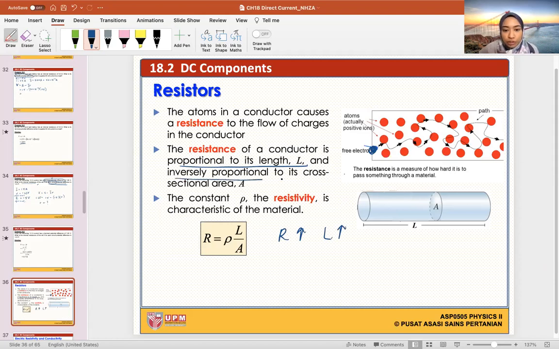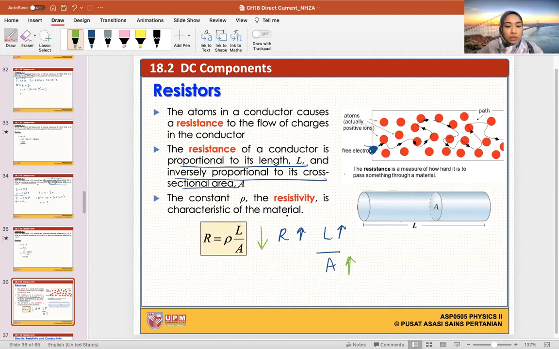And it is inversely proportional to its cross-sectional area. Remember, we are moving charges through a cross-section. So the bigger your cross-section, the easier it is to flow. When your cross-section is smaller, the harder it is to flow. This makes the resistance inversely proportional to the cross-sectional area. A greater cross-sectional area will make the resistance go down. Okay, so this is like common sense.